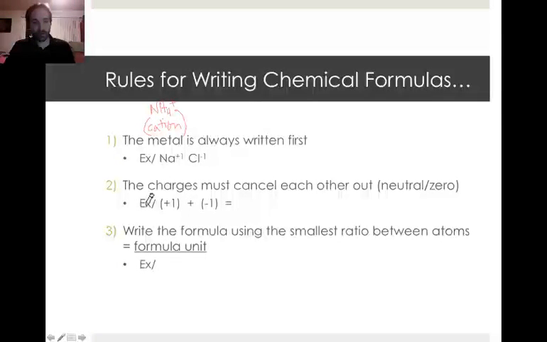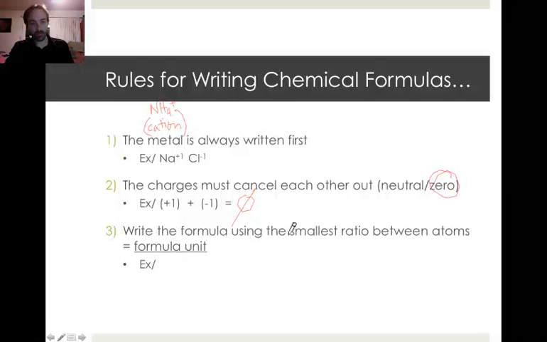So for instance, with table salt, sodium is written first because it's the metal, and the non-metal comes second. Second rule is the charges must cancel each other out. In other words, when you add the charges up, they have to equal 0. That's where this ratio comes in to balance it out. So for example, with sodium chloride, you have a +1 charge, chlorine, you have a -1 charge, you add them together, you get 0.